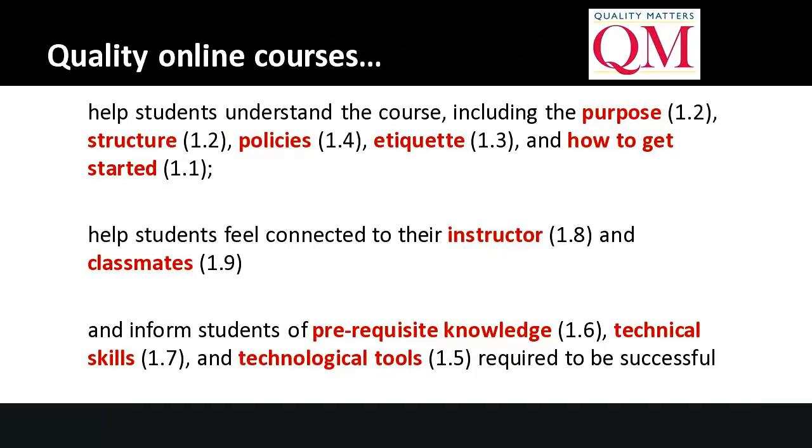So here I'm going to tie it all back into Quality Matters and directly relate it to the standard. And in this case, it's specific review standard, everything that we've talked about in here. Quality online courses help students understand the course, including the purpose, structure, policies, etiquette, and how to get started. And all those numbers you see after the red are specific review standards for Quality Matters. You hit these points, you're going to definitely be meeting those standards for a quality online course.